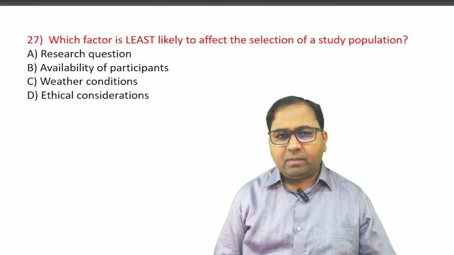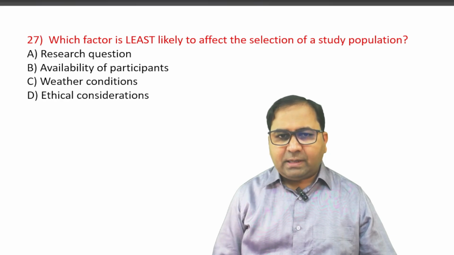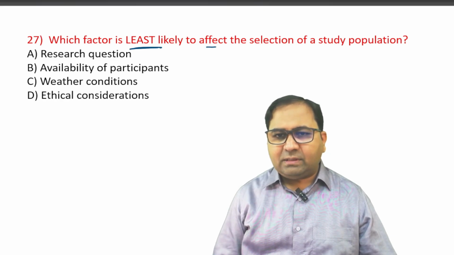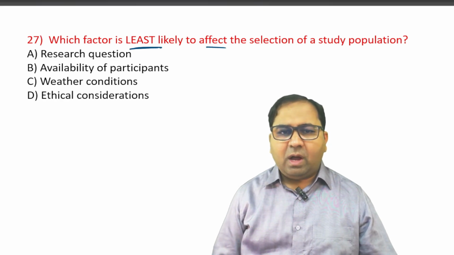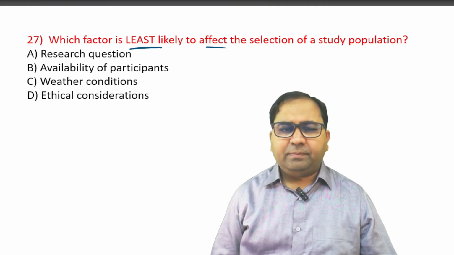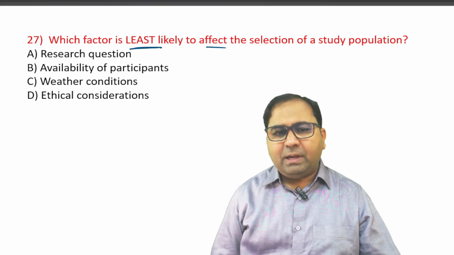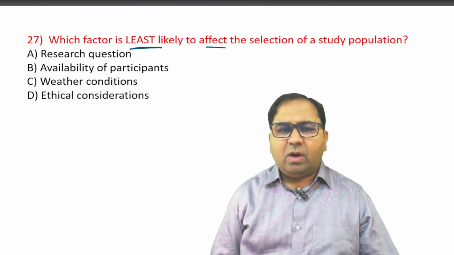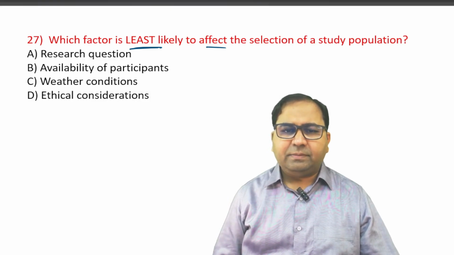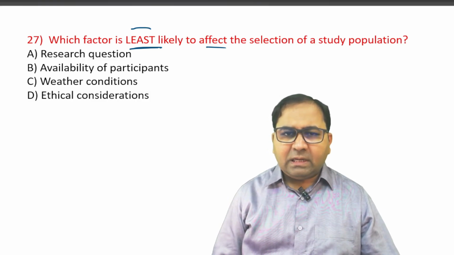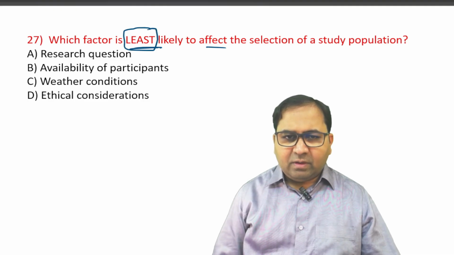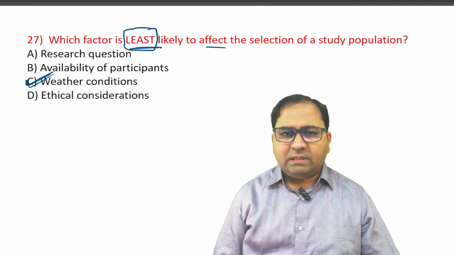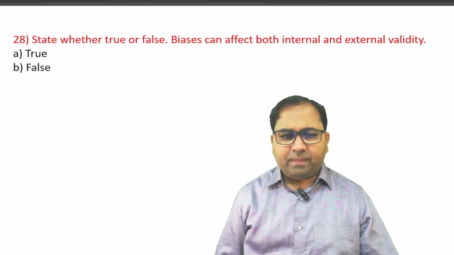Next question. Which factor is least likely to affect the selection of the study population? Options are A. Research question, B. Availability of study participants, C. Weather conditions, or D. Ethical considerations. Least likely is weather conditions. Weather conditions are least likely to affect the selection of study participants.